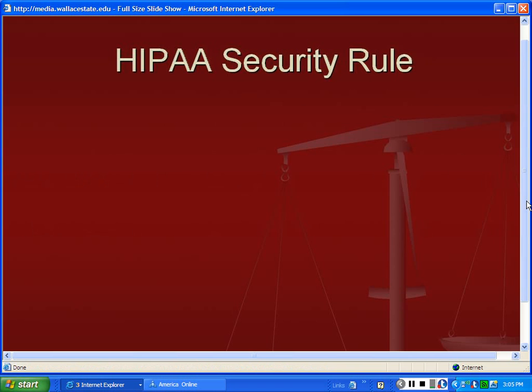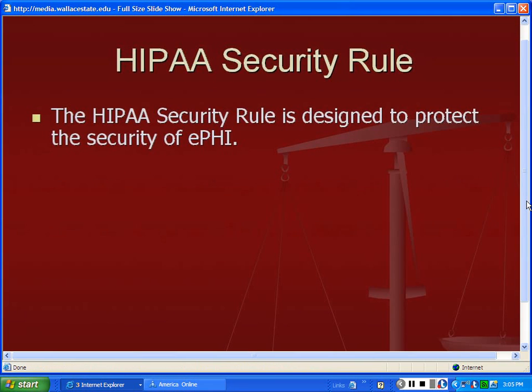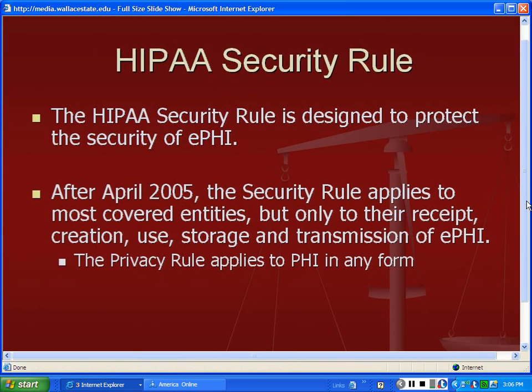But HIPAA has different parts. There is also a HIPAA security rule, and the security rule is designed to protect the security of what's called ePHI, electronic health information, where the privacy rule covered all protected health information. It didn't matter if it was paper or plastic. It applied to everything. But the security rule is strictly for the electronic health record. And I just want to point out that after April 2005, the security rule applied to most covered entities, but only to their receipt, creation, use, storage, and transmission of electronic PHI.